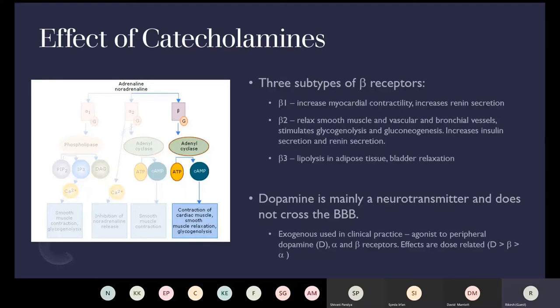And then dopamine is mainly a neurotransmitter and it doesn't cross the blood-brain barrier. We obviously use that as exogenous dopamine, and you get a dose-related effect. So initially you get activation of peripheral dopamine receptors, and at higher doses they actually work on alpha and then beta receptors.